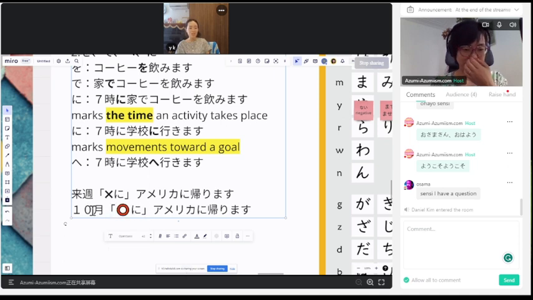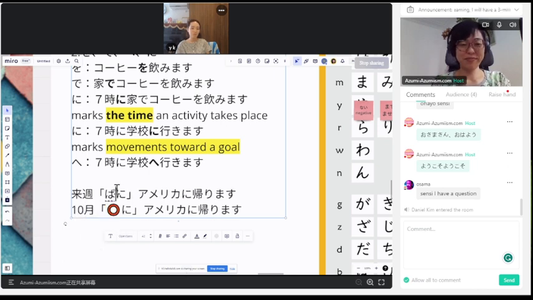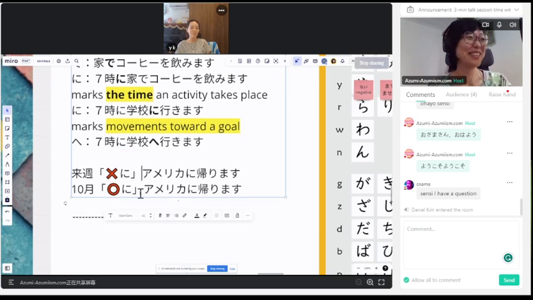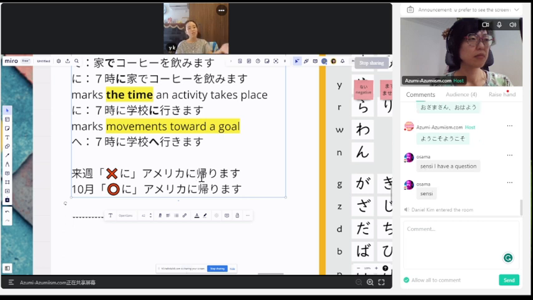10月 is like a certain time, a special time. But 明日 or 毎日 is not a certain time. It depends on the day. So they are different. Okay, good. Thank you for trying.